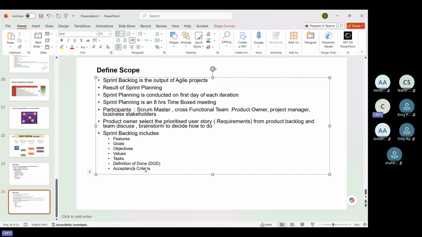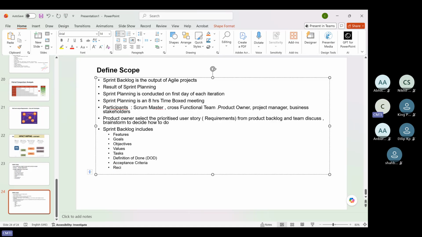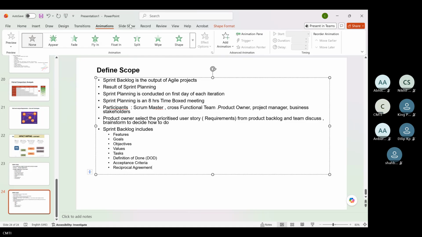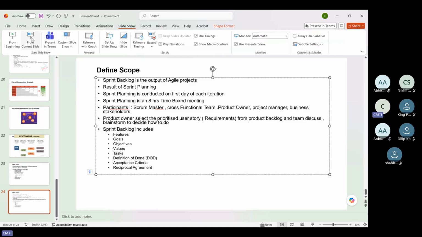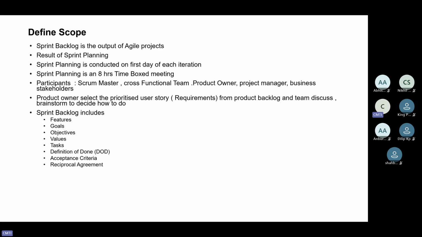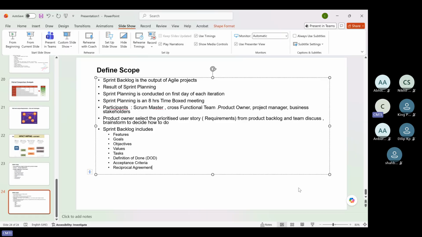Acceptance criteria. Reciprocal agreement. What is a reciprocal agreement? Both the team members and product owner will come to an agreement. Whatever is agreed, we don't ask you anything extra within the sprint. That's what the product owner will state. And team members will say, whatever we have agreed, we will complete it within the sprint. It is a reciprocal agreement. So all these items will be documented in the sprint backlog.